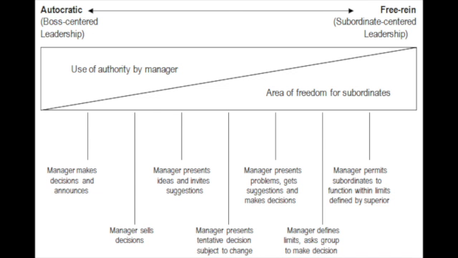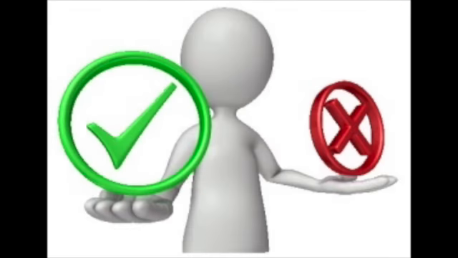The model presents a wide range of styles ranging between dictatorial and free rein. According to our textbook, Lucier and Achua, the leadership continuum model is used to determine which one of 7 styles to select based on the use of boss-centered versus subordinate-centered leadership to meet the situation to maximize performance.